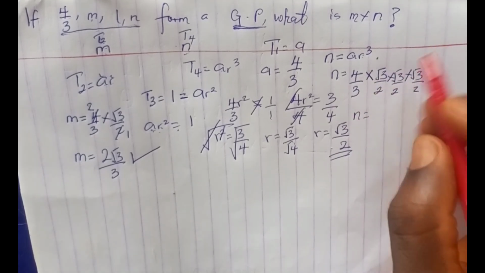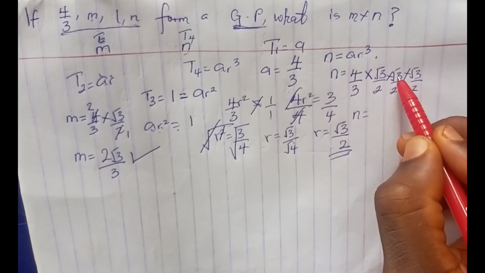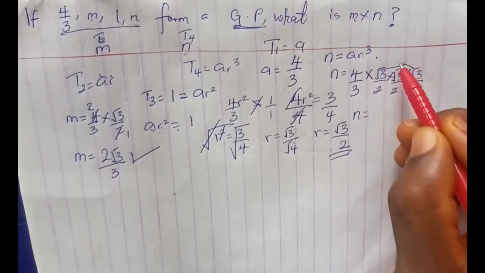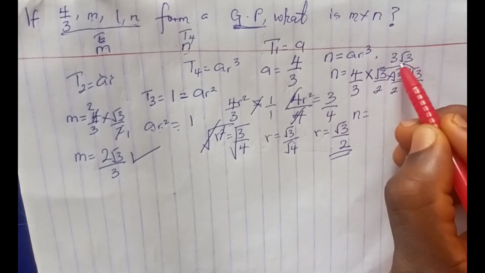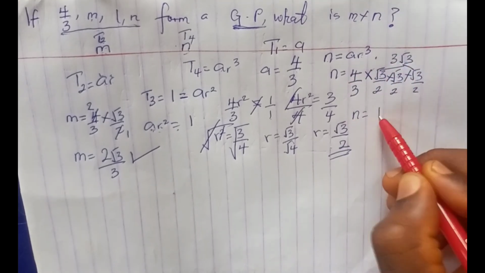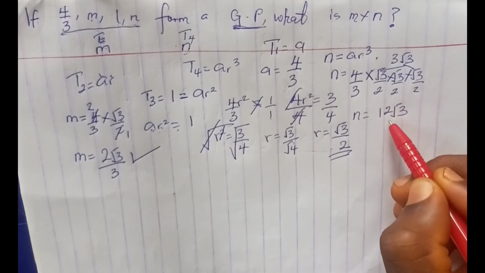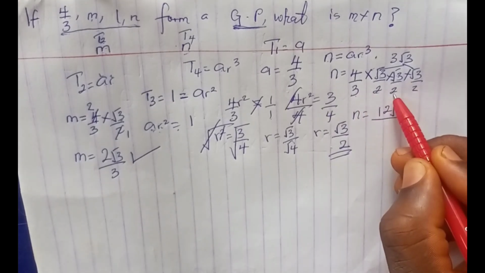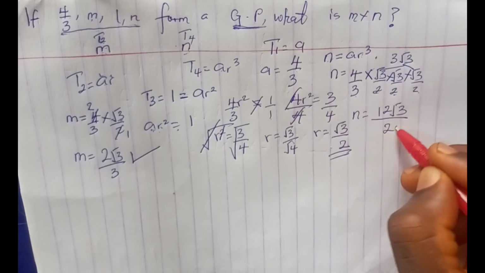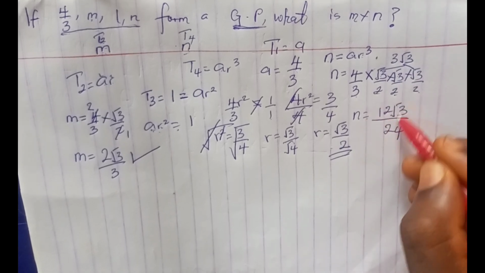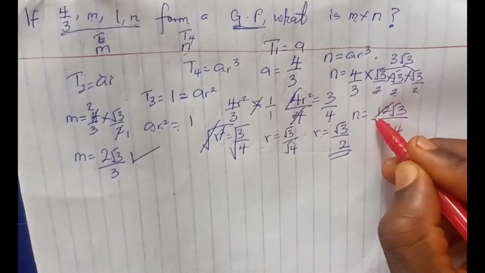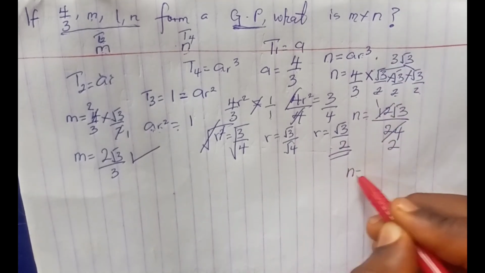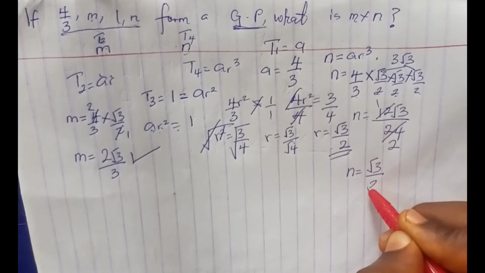Is that clear? So I have root 3 times root 3, which will give us 3. Therefore, 3 times root 3. All of these three things will give us 3 root 3. Now, 4 times 3 root 3 will give me 12 root 3 all over 3 times 2, 6. 6 times 2, 12. 12 times 2, 24, right? So n is given by 12 root 3 over 24. 12 goes into 24 two times. So the value of n is actually root 3 over 2.